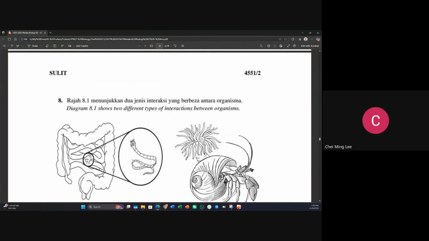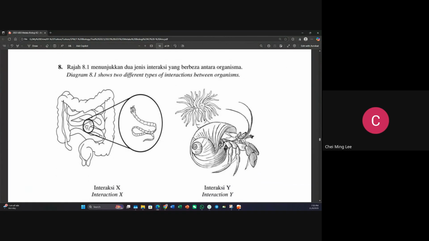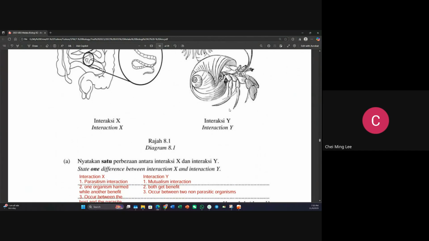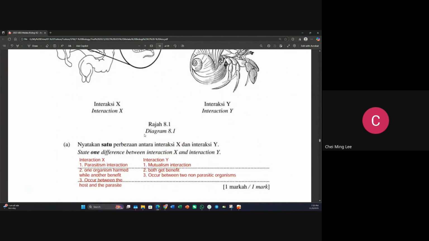Okay, now diagram 8.1 shows two different types of interaction between organisms. This one is a parasite, and this one is a symbiosis, mutualism, sorry. State the difference between them. X is parasitism, Y is mutualism. For X, one organism is harmed while the other gets benefits, and it normally occurs between the host and the parasite. While for Y, both get benefit and it occurs between two non-parasitic organisms.